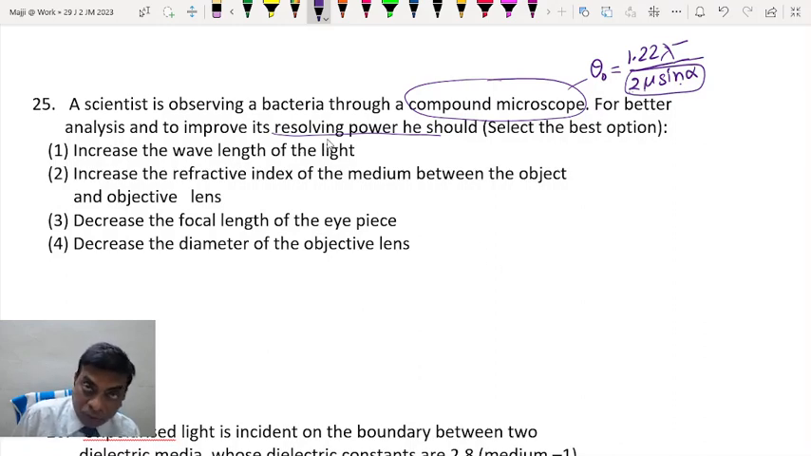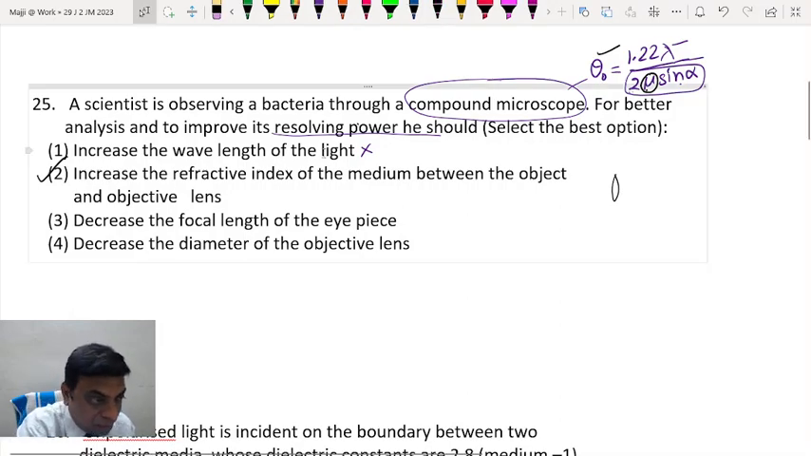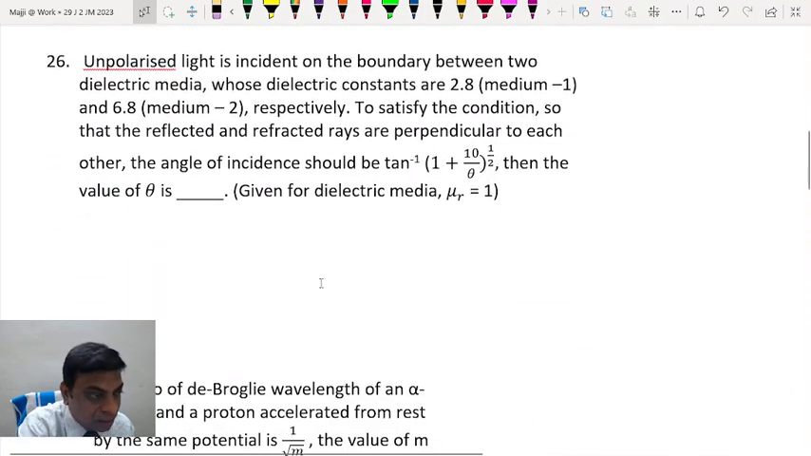So in order to have more resolving power, we should have less limit of resolution. Less limit of resolution will require a smaller value of lambda. So this option is wrong. Wavelength should be decreased, not increased. Then coming to increasing the refractive index of the medium between the object and the objective lens. Yes, mu is the refractive index between the object and the objective lens, students. So certainly if mu is increased, the limit of resolution will decrease and accordingly the resolving power will increase. So the remaining two options will naturally not be correct. So we already got the right condition.